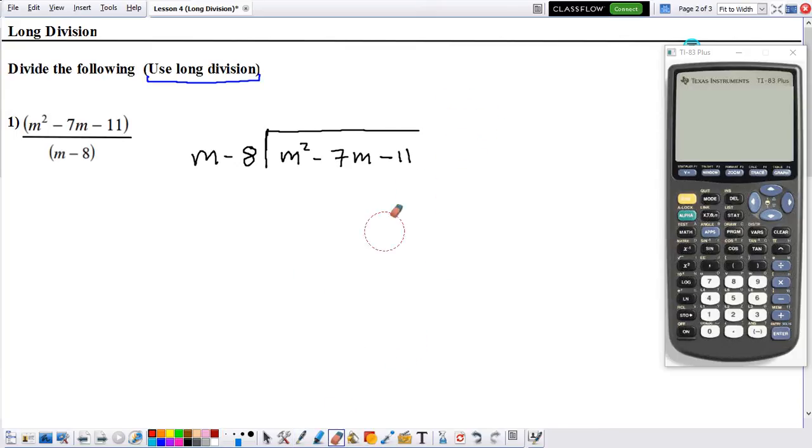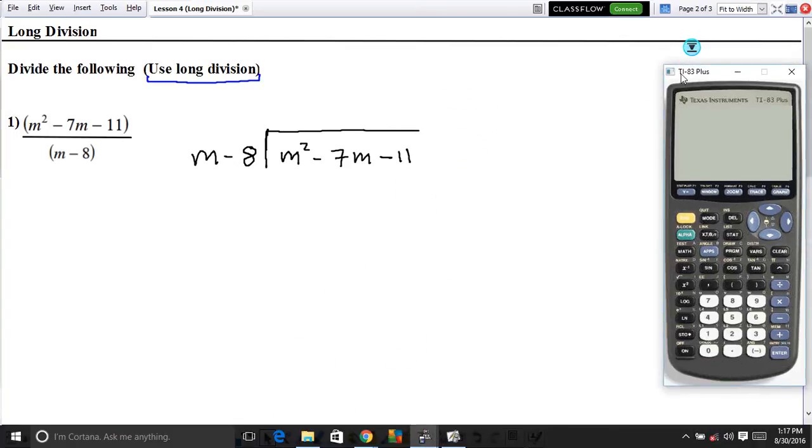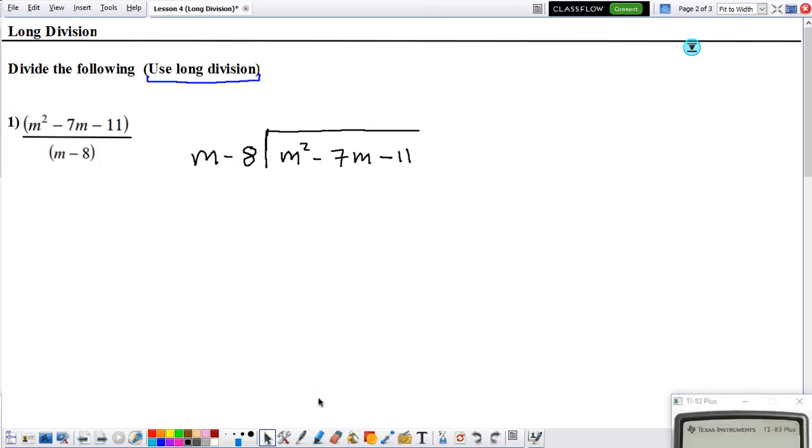Now, how does long division work? Well, let me bring this down. How does long division work? Well, we are going to try and come up with our answer. We're going to write our answer in this space. But the answer, we're going to come up with the answer one piece at a time. So remember that here is where we're going to be placing our answer. Now, this is what we mean by coming up with the answer one piece at a time.